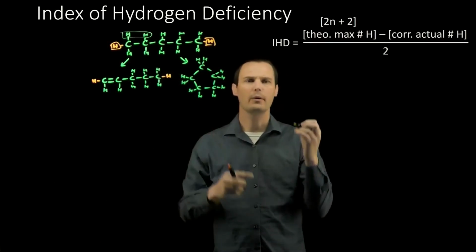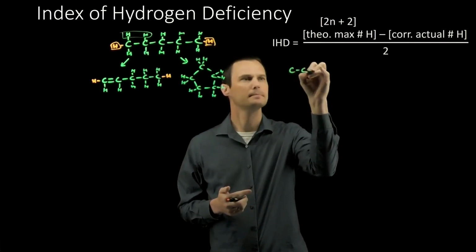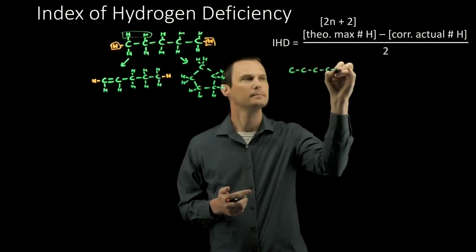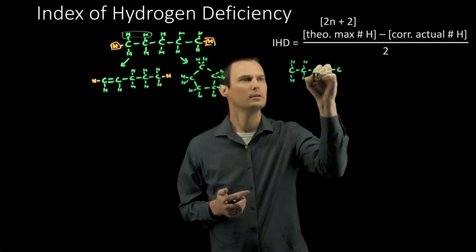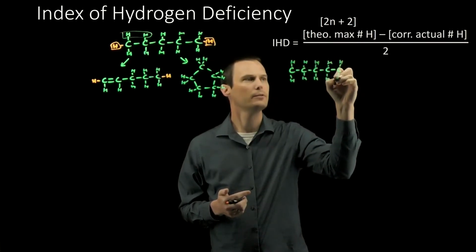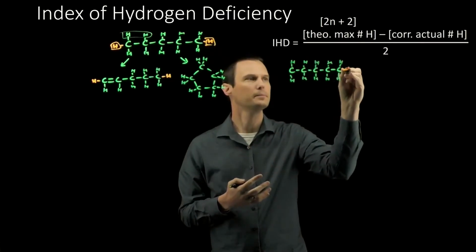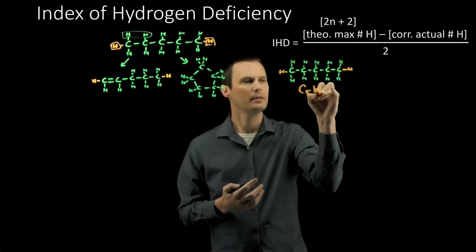So if we start with our 5-carbon hydrocarbon again, we'll bring that one back, and we draw in all the hydrogens. The molecular formula for this molecule is C5H12.